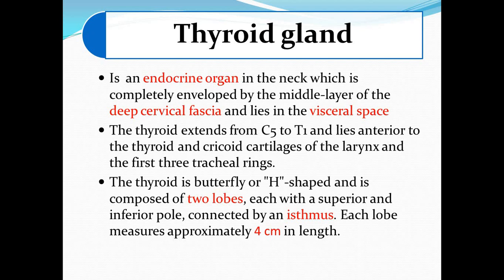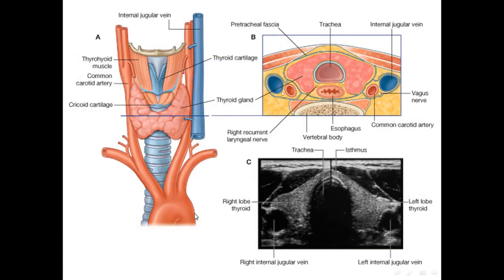It has a butterfly or H-shaped structure, and it is composed of two lobes with an isthmus which connects the two lobes, and it measures approximately 4 centimeters for each lobe. This is an illustration of the structure of the thyroid gland and its relations. So this is the thyroid gland, left lobe, right lobe, isthmus. As we see, it overlies the thyroid cartilage, the cricoid cartilage, and the first three rings of the trachea.